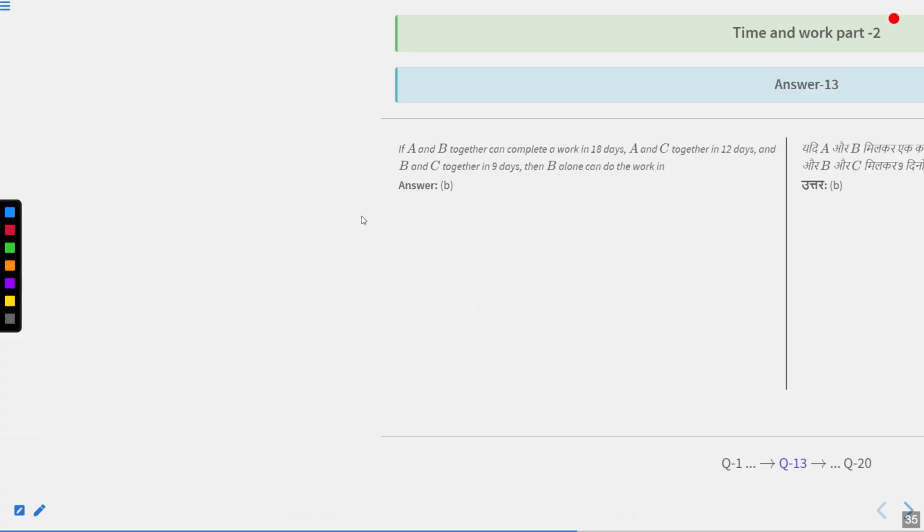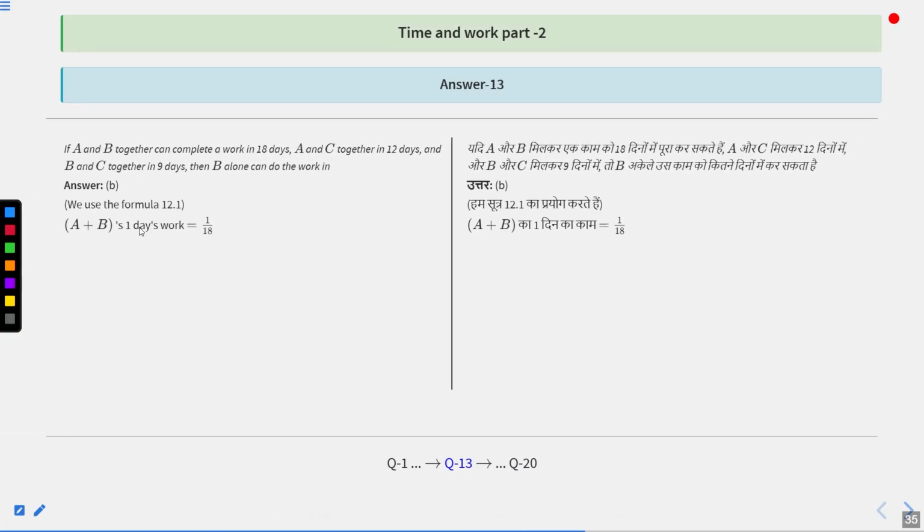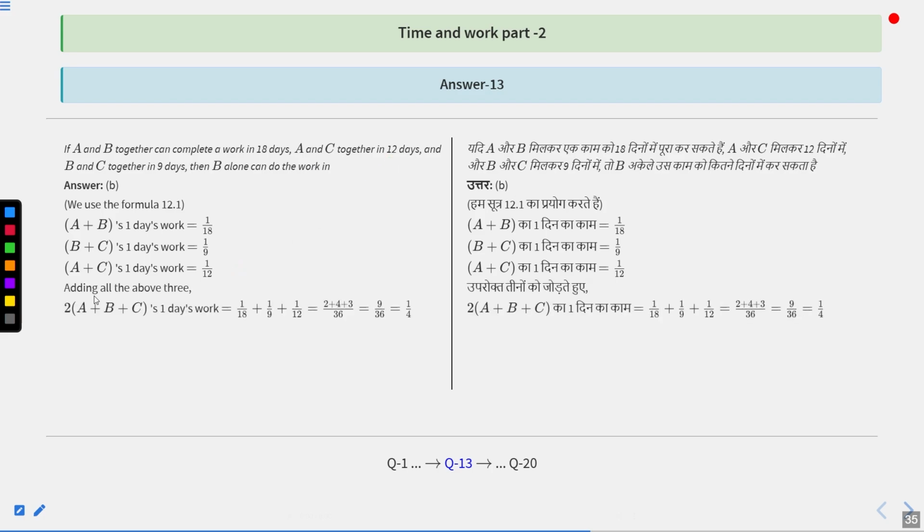Now time's up. Let's see the solution. A and B combined one day work will become 1/18, because together they complete the work in 18 days. In the same way, B plus C's one day work becomes 1/9, and A and C together complete in 12 days, so the efficiency will become 1/12. Now adding all the above 3, we get 2 times the efficiency of A, B and C, which when we solve gives 1/4. So we get the combined one day efficiency of A, B and C together as 1/8.